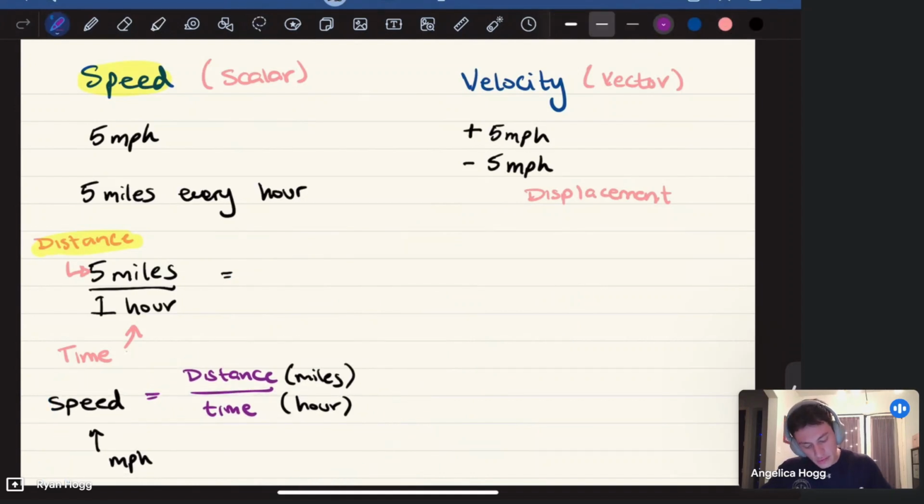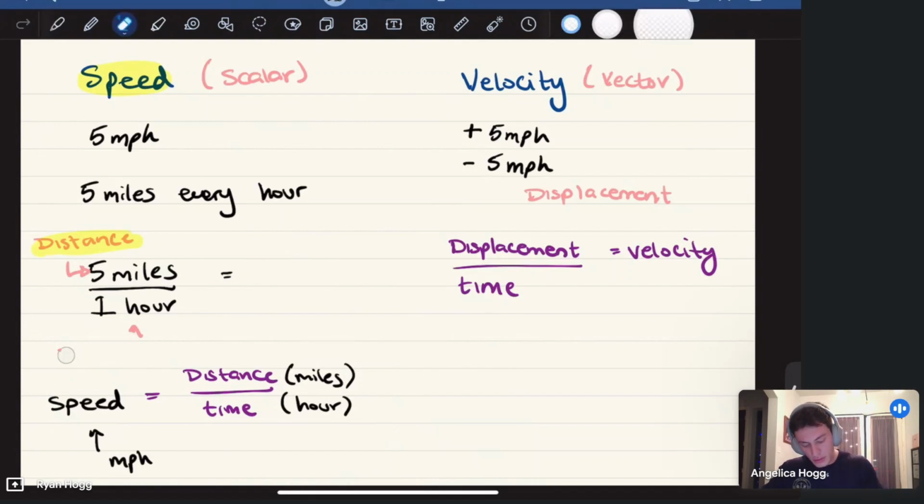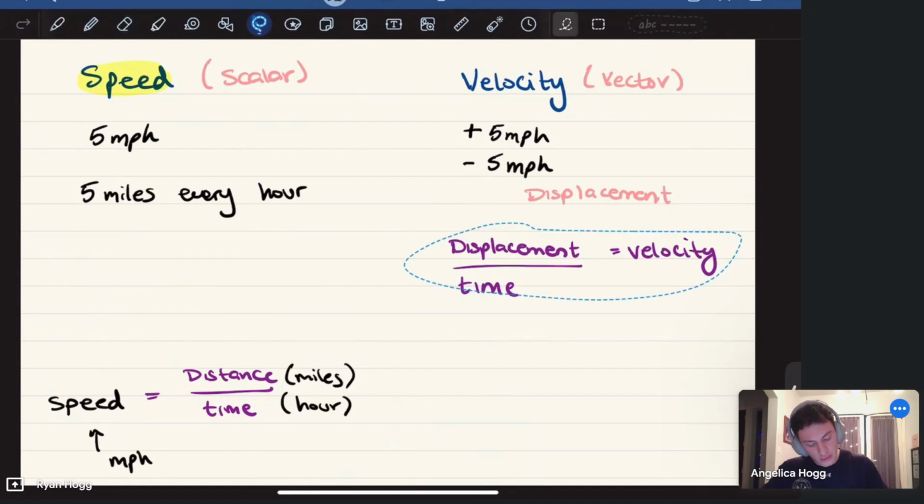And over here, instead of using distance, we're going to use displacement over time. And that gets us our velocity. So I'm going to erase a little bit here, and I'm going to do a little example of what that could look like as far as differences.